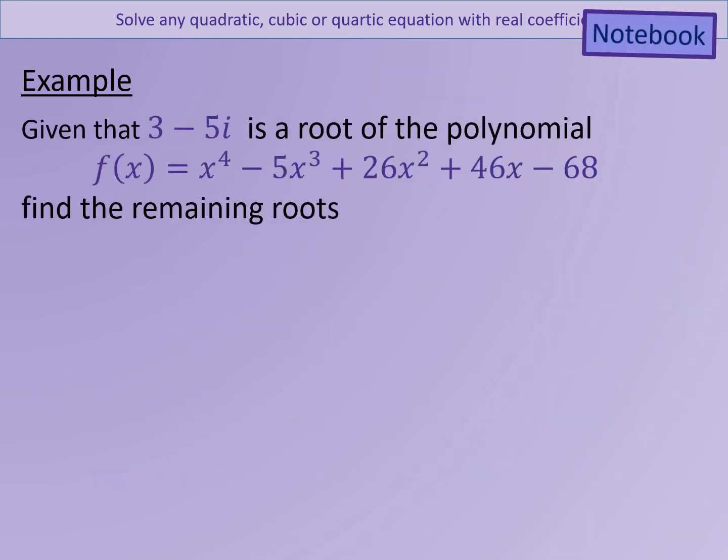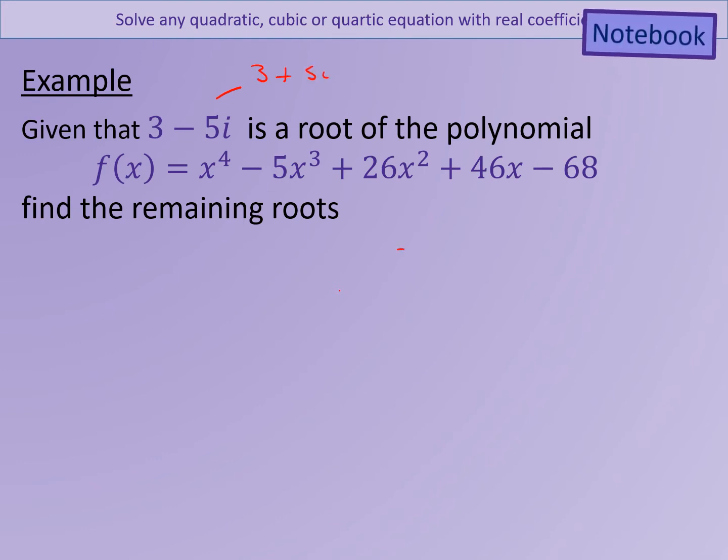This time we've got a quartic equation, so power 4. That's going to have 4 roots. We've been given one of the 4 roots, 3 minus 5i. We can see that f of x, all of its coefficients are real. So that means that any complex roots are going to have complex conjugates as well. So we already have that one of the roots is 3 minus 5i. We can immediately say that the second root is 3 plus 5i.